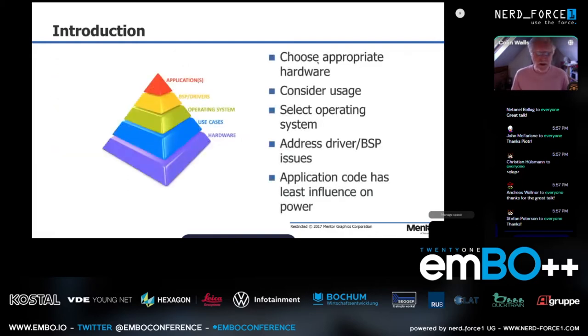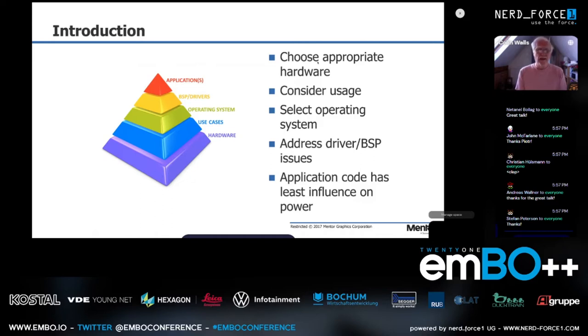I want to introduce a concept here. This is what we call the power pyramid. And this shows the relative importance of various aspects of the system. If we start at the bottom, the most important thing, even though I'm a software engineer, I have to admit the most important thing is hardware. Because ultimately, the hardware sets the limiting factor for power consumption. You cannot consume less power than the hardware lets you consume. So it's very important that that is in place.